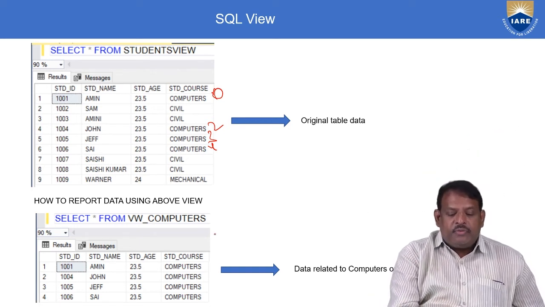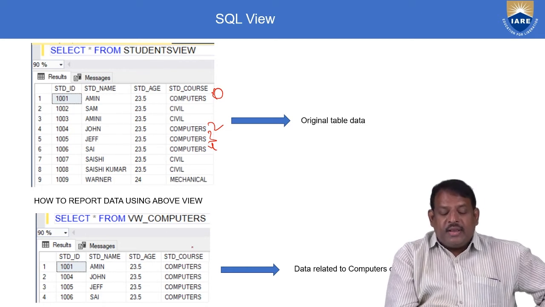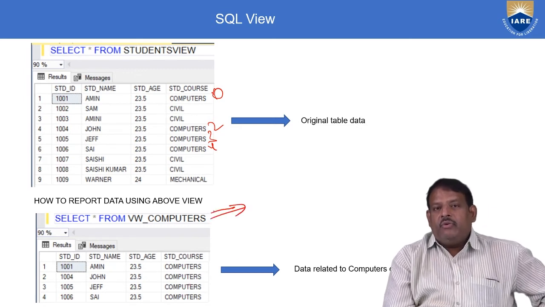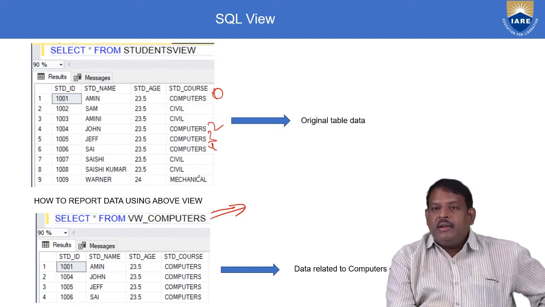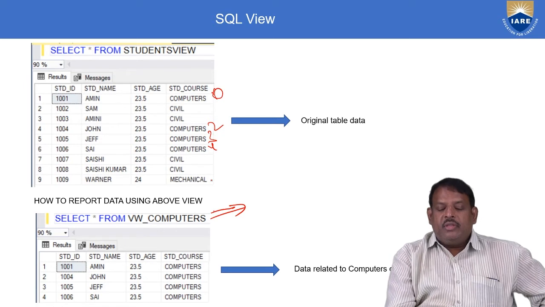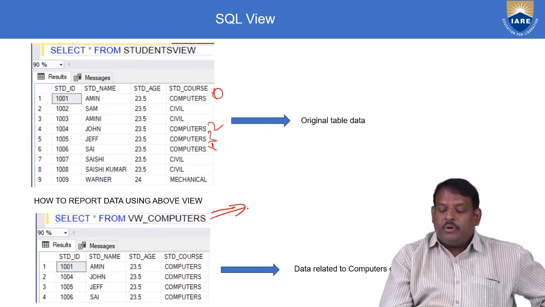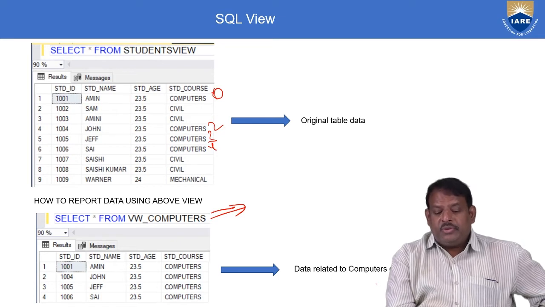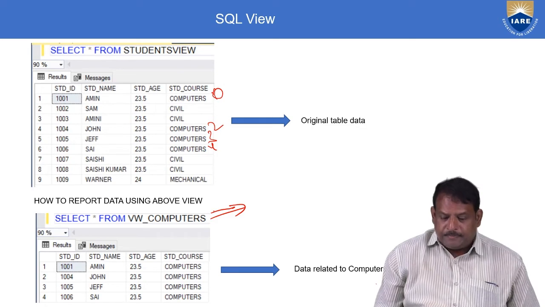See here, out of the 9 records, my student view is having 9 records, but here when I execute this view, I am getting only 4 records. I am not seeing the data of civil and mechanical. The only reason is that I have included the where clause in the view to select data from only computer science data here. If you see this example, you are going to see only data coming from the computer science department.